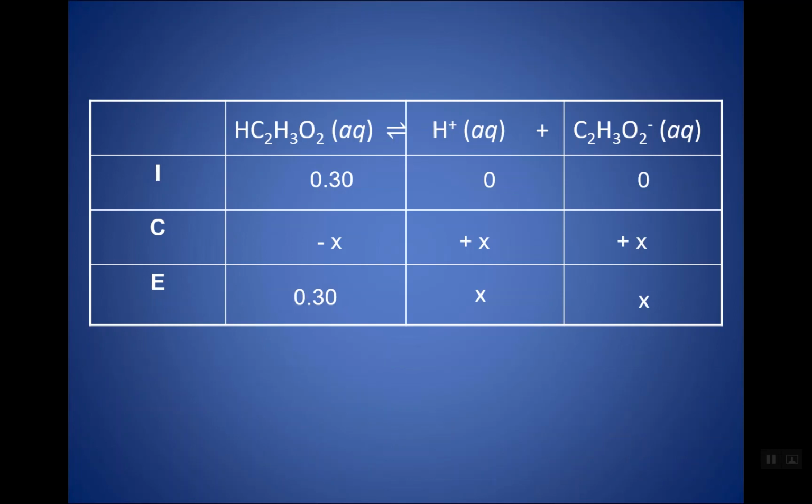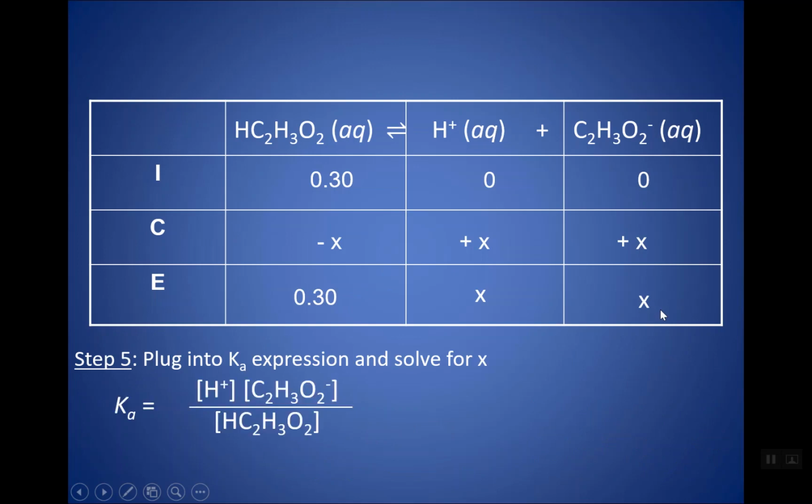So I'm going to make this 0.3, X, X, and now I can plug into my Ka much more easily, not get a quadratic, and again, you should start seeing the same shortcuts start to happen. H plus and the conjugate base are exactly the same because it's 1 to 1, and you started with 0. So you're getting X squared on the top, or the H plus concentration squared.